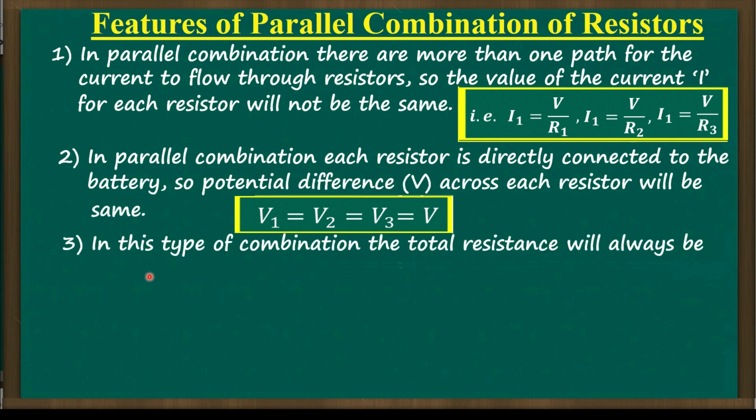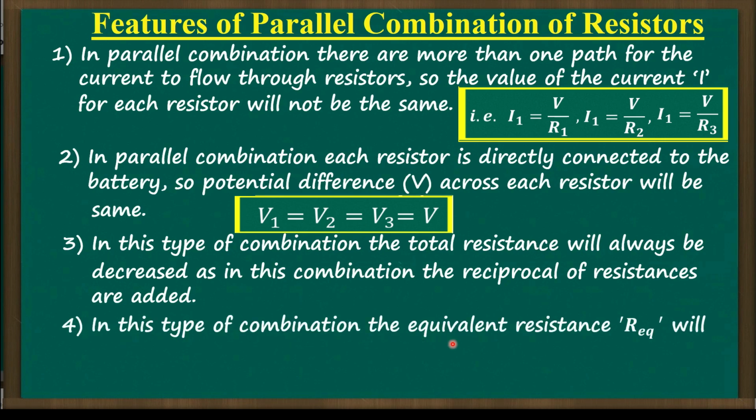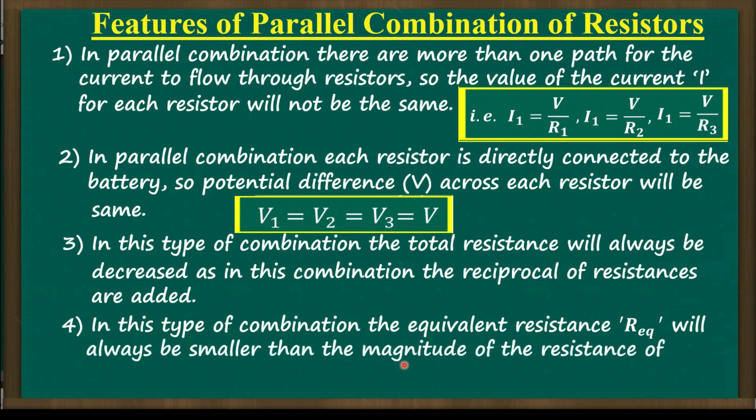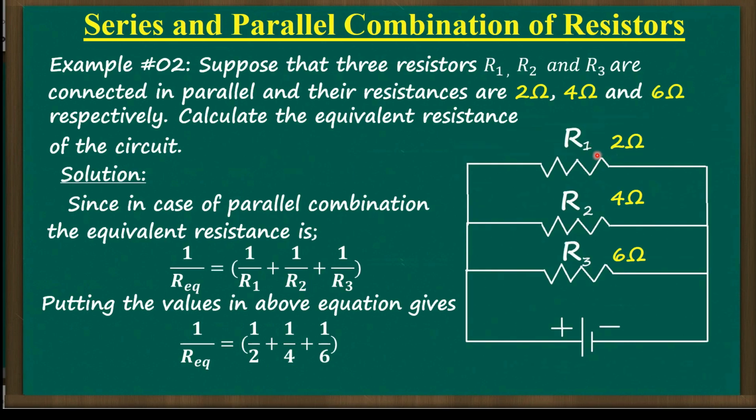In this type of combination, the total resistance will always decrease, as the reciprocals of the resistances are added. In this type of combination, the equivalent resistance Req will always be smaller than the resistance of the smallest individual resistor. For example, if you remember, the equivalent resistance in case of parallel combination was equal to 1.09 ohm, which is smaller than the smallest individual resistance, which is 2 ohm.